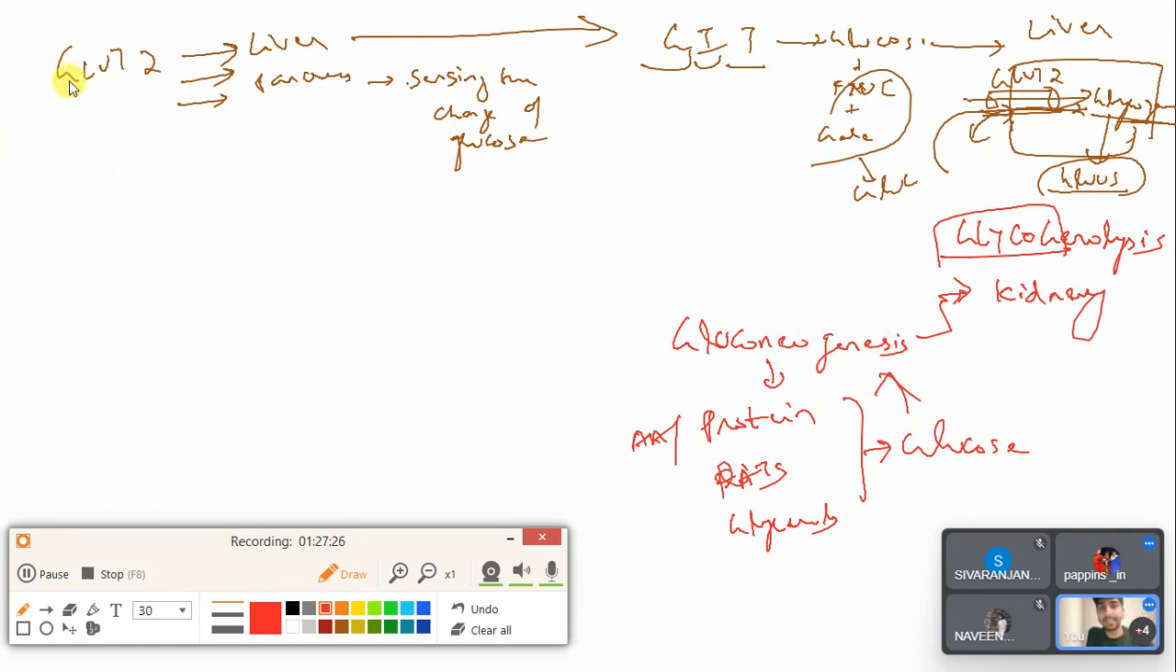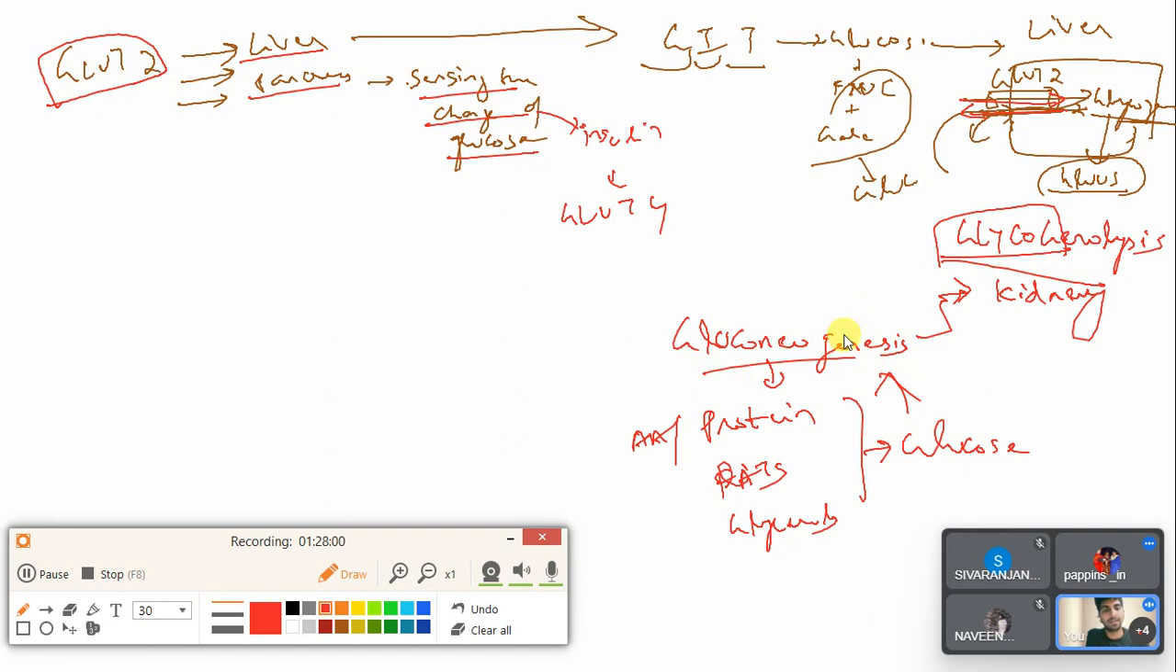Now we have read about GLUT2. GLUT2 is basically present on liver and pancreas. In pancreas, the main role is sensing the change in glucose, and based on that, it will release insulin. In liver, its main role is, based on the requirement of glucose that we need, it either goes in or goes out. It is also a site where glycogenolysis occurs.